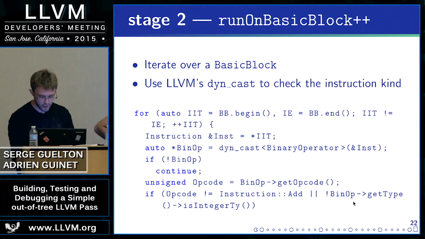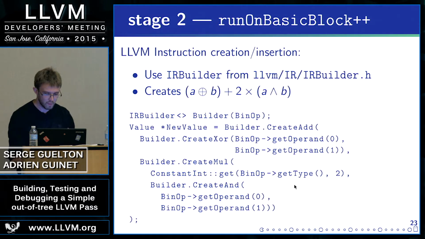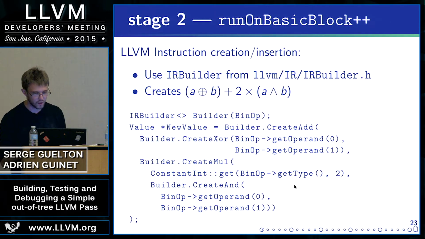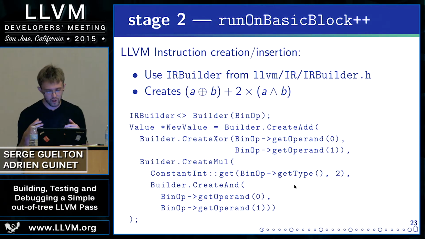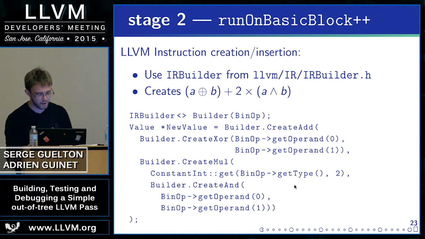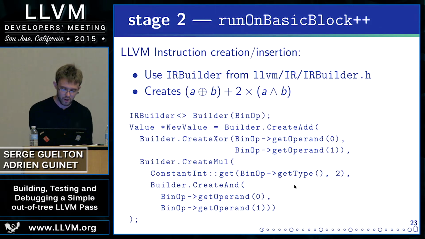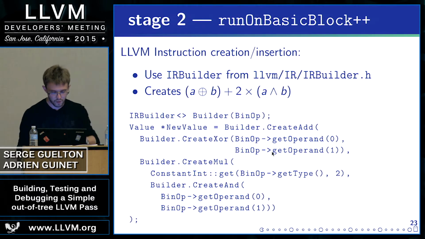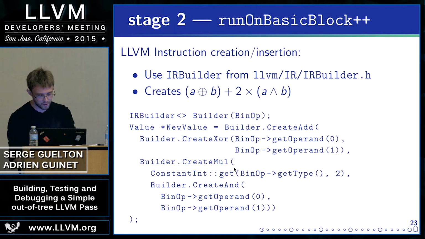Once we've done that, we've got our binary operation, binop, and we need to create our new instruction. In order to do that, we're going to use the IRBuilder class. It's a wrapper around every other instruction that exists in LLVM. So here we create an object builder, which we use to insert operations before the binop that we found. Here we create the addition between the two operands, then the multiplication by 2, and the AND between the two operands. So that's basically the formula that is in this slide.